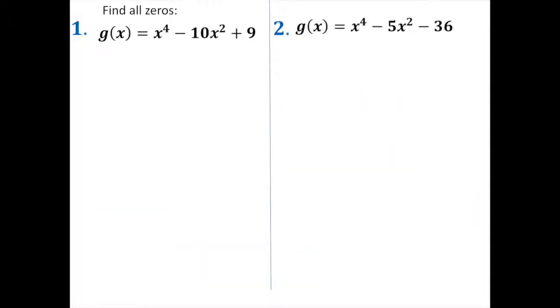I've got 2 different ones here. I want you to go ahead and try both of these. And remember, you're going to factor them the normal way, but instead of it being an x, it'll be an x squared this time. Okay, so go ahead and push pause now and push play whenever you're ready.